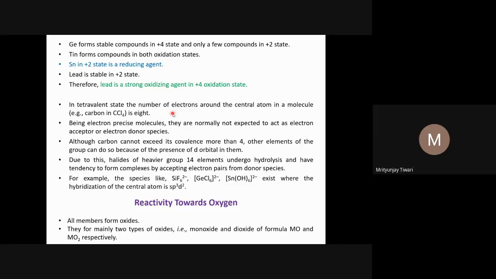So in the tetravalent state, the number of electrons around the central atom in a molecule is 8, because carbon shares one electron with one chlorine, so two electrons for one bond, and there are four such C-Cl bonds. Each bond contains two electrons, so 2 into 4, 8 electrons will be in the valence shell. Being electron precise molecules, in the tetravalent state they are normally not expected to act as electron acceptor or electron donor species, since they do not like accepting or donating electrons.